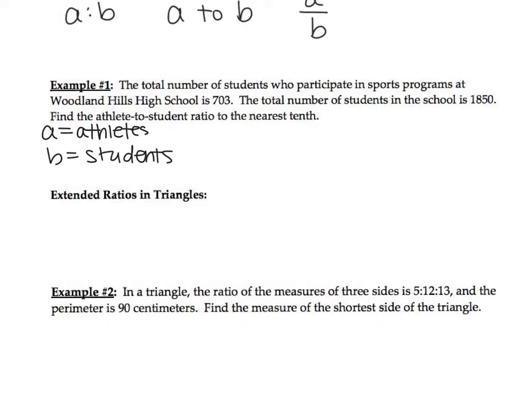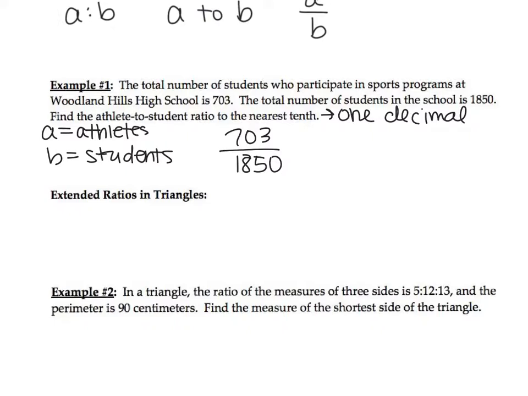Because we are being told to find the ratio to the nearest tenth, the way we want to write our ratio to get the best answer is as a fraction. Because if I leave it as 703 to 1,850, that doesn't help me write it as a decimal. So remember, the nearest tenth is 1 decimal place. When we set up our ratio initially, it's going to be 703 over 1,850, A over B.